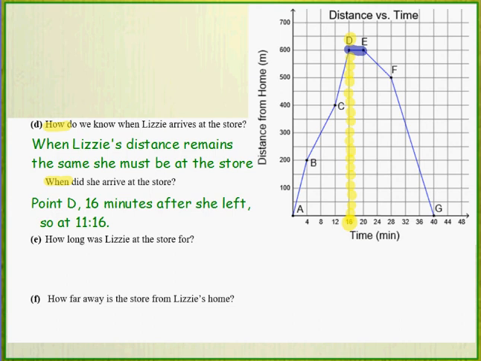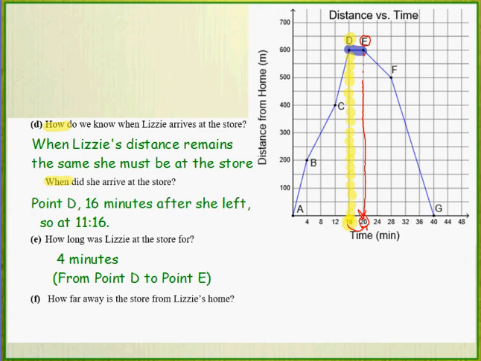Okay, now we're asked how long was Lizzie at the store for? So let's take a look, and it shows that she's in the store from B until E. So let's follow this down, and we see that she's in the store from 16 minutes till 20 minutes. That's a difference of 4 minutes from point B to point E.